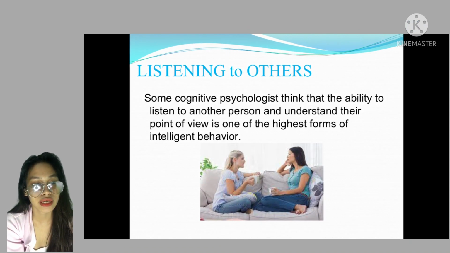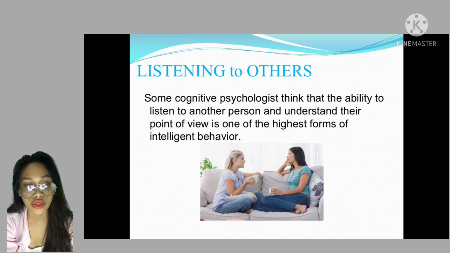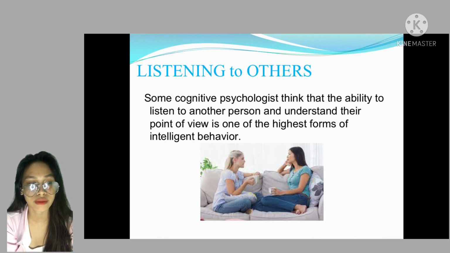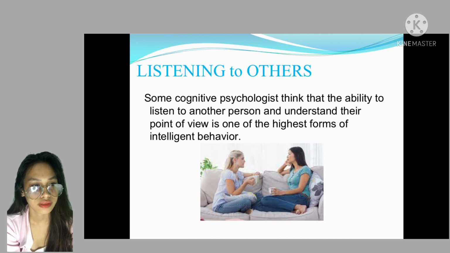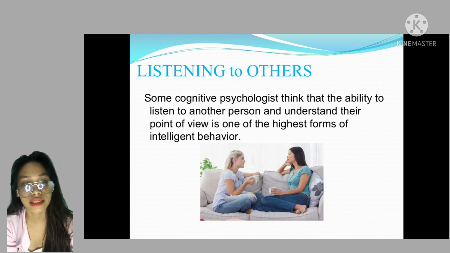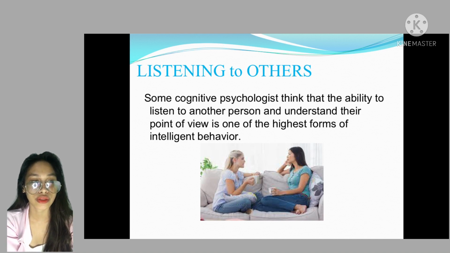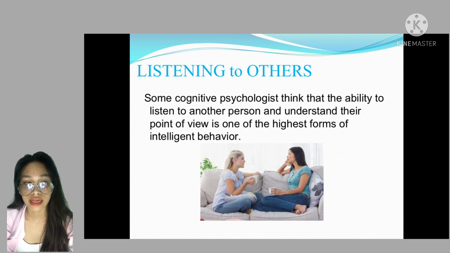Number 3, listening to others. Some cognitive psychologists think that the ability to listen to another person and understand their point of view is one of the highest forms of intelligent behavior. Listening is dynamic. That means it is an active process that requires us to listen and think about what others are saying to us. At the same time, it also means that the listener tries to understand what the other person is feeling or experiencing, to attempt to see things from the speaker's perspective.